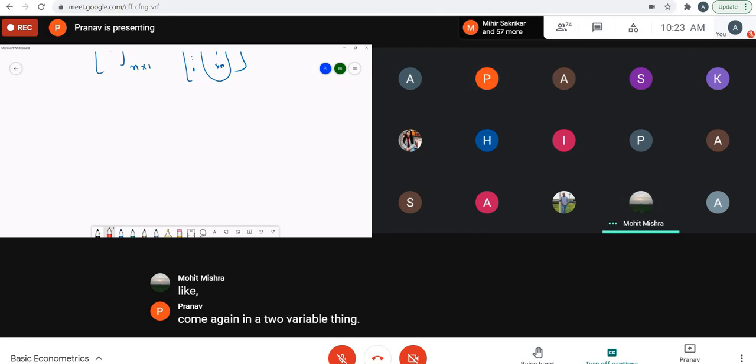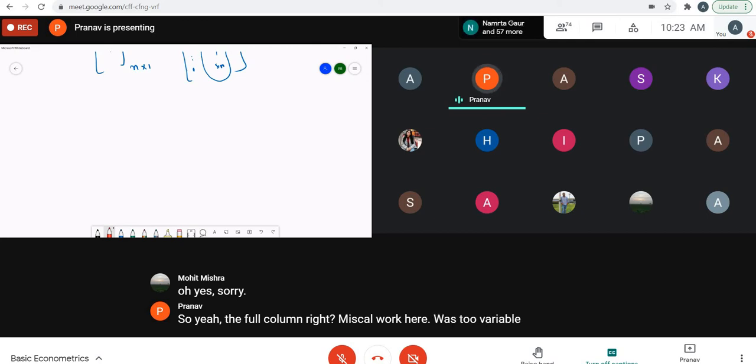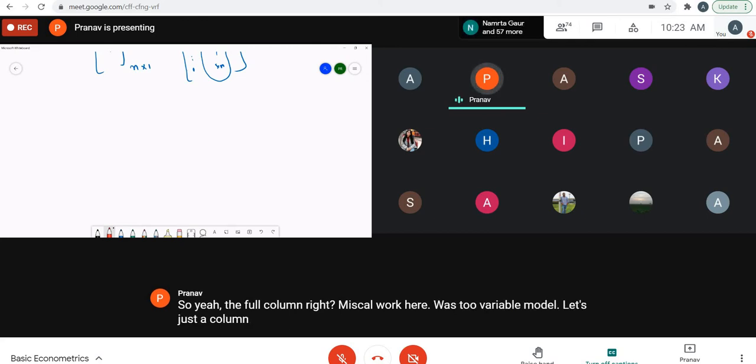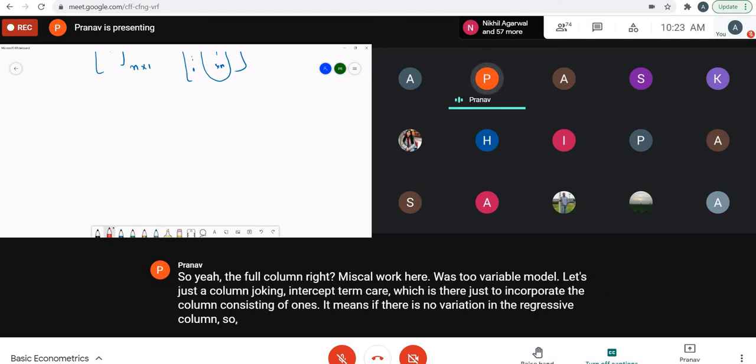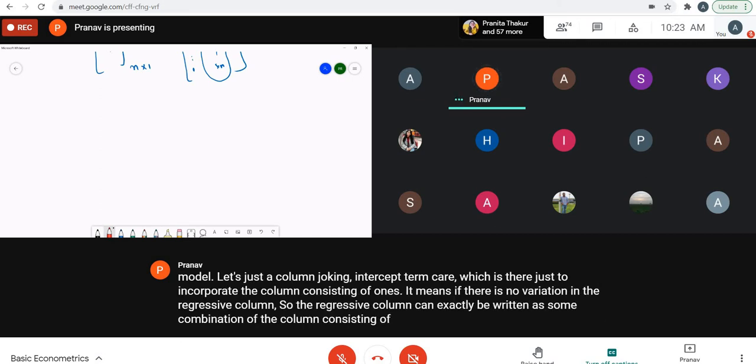Yes sir, sorry. So full column rank means that your two columns should be linearly independent of each other. And if you have a two variable model in which one column is for the intercept term, which is there just to incorporate the column consisting of ones, it means if there is no variation in the regressor column, the regressor column can exactly be written as some combination of the column consisting of ones.